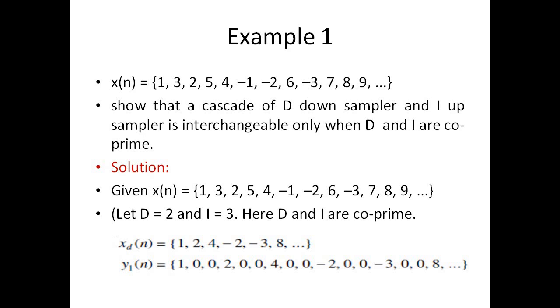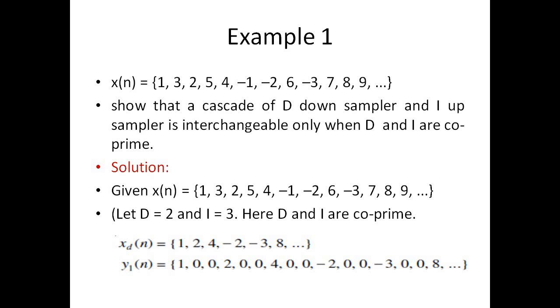Downsampling by a factor of D means that at regular intervals of D the signal will be picked up and all other samples will be removed. So here the 0th sample is 1, the second sample is 2, the fourth sample is 4, the sixth sample is minus 2, the 8th sample is minus 3, and the 10th sample is 10.